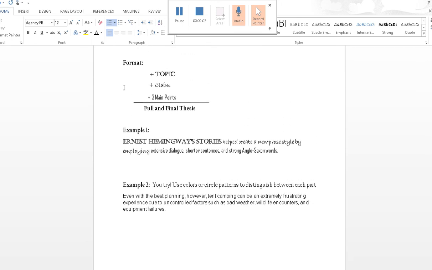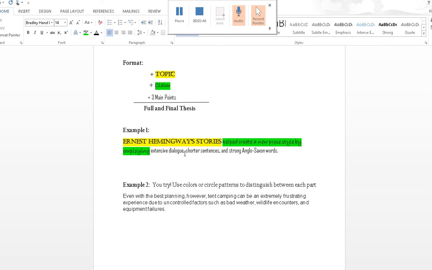So for example, Ernest Hemingway's stories helped create a new prose style by employing extensive dialogue, shorter sentences, and strong Anglo-Saxon words. That's a great 1-sentence thesis. Notice the topic. That's just what the paper is about. Ernest Hemingway's stories. And then the claim is what you are saying about the topic. In this situation, that the stories helped create a new prose style. So that's what this person is informing us about.